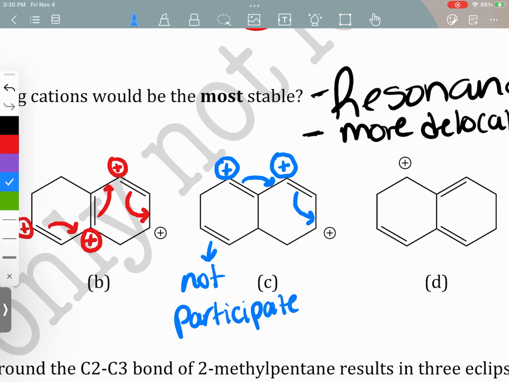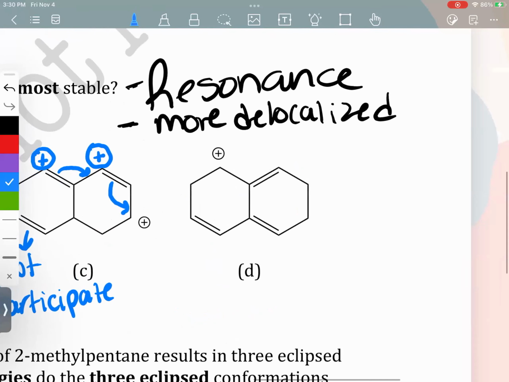And the last one, here, it can resonate one time. After that, can it resonate again? No. These two double bonds are definitely further. So these two do not participate in resonance as well.